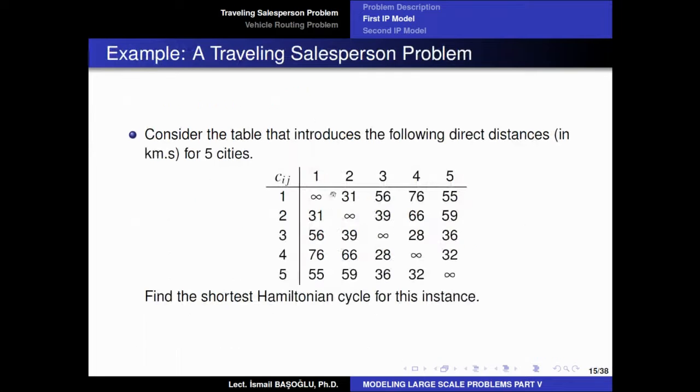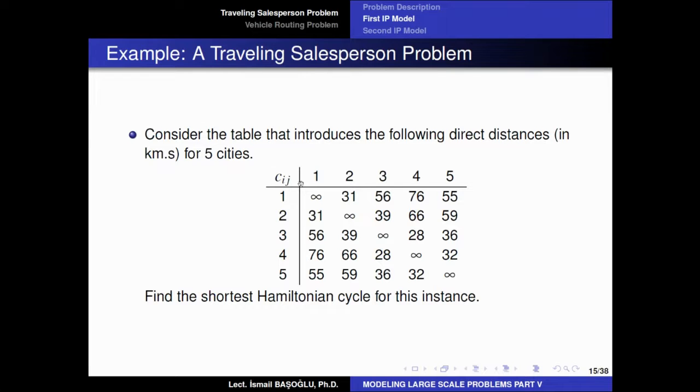So I have a set of 5 cities to visit. This is a very small size network. In fact, you can immediately find the optimum solution by trial and error, because you do not have too many feasible solutions here. Remember now, (n minus 1) factorial over 2. So we have 5 cities, 4 factorial is 24, 24 over 2 is 12. So there are 12 possible Hamiltonian cycles that you can draw in this small size network. So you can make a list of these and identify the shortest one easily.